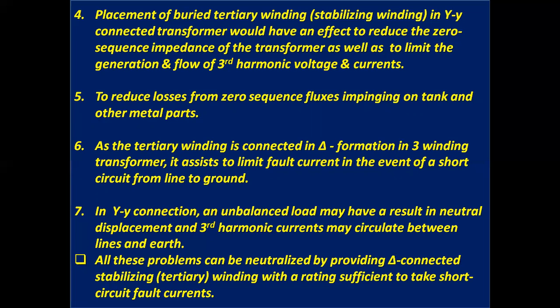As the tertiary winding is connected in delta formation in a three-winding transformer, it assists in limiting fault current in the event of a short circuit from line to ground. In star-star connection, an unbalanced load may result in neutral displacement, and third harmonic currents may circulate between lines and earth. All these problems can be neutralized by providing a delta connected stabilizing or tertiary winding with a rating sufficient to take short circuit fault currents. So during designing of the stabilizing winding, you have to judge the short circuit fault currents.